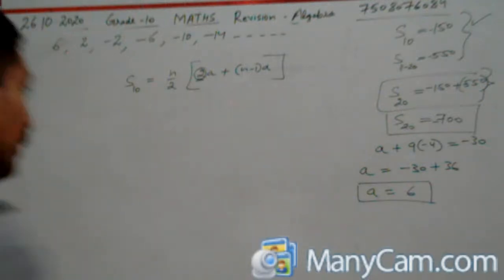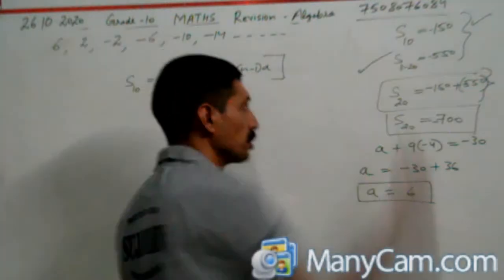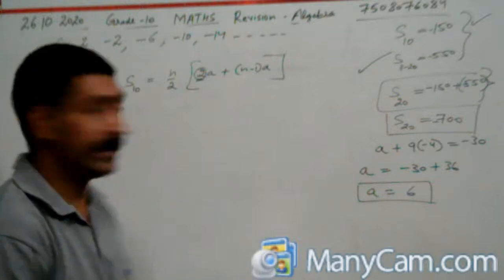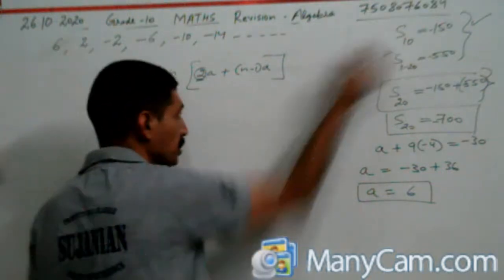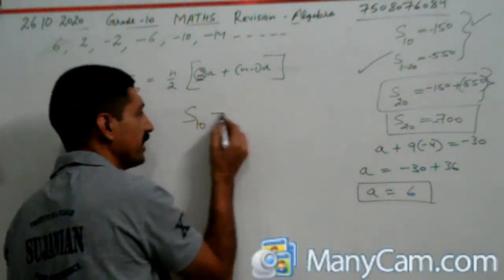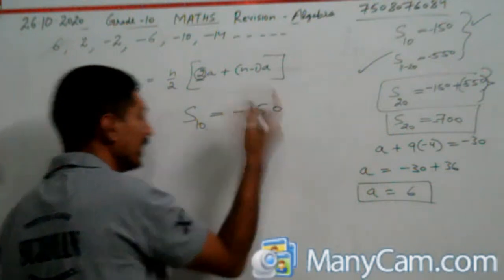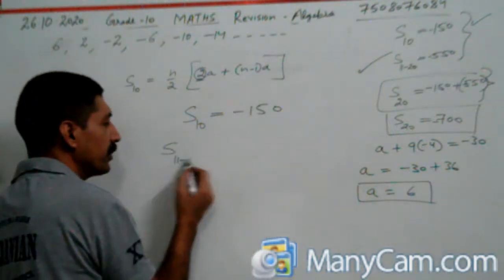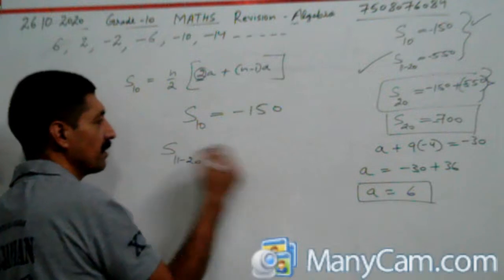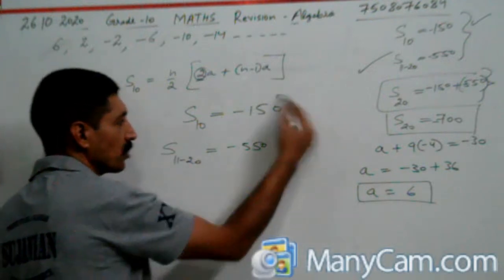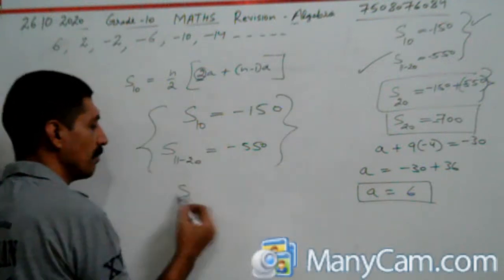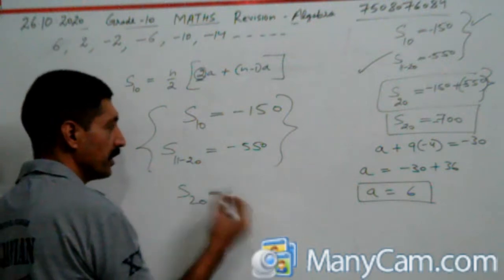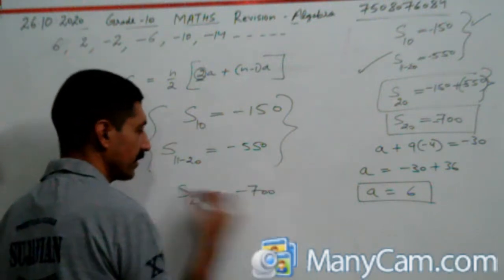So I hope Arpita, you are clear with the question. I have just given the hint. According to your question, sum of first 10 terms is minus 150, and sum of 11 to 20 terms, next 10 terms, is minus 150. So combinedly, I am taking the sum of first 20 terms, that is minus 700.